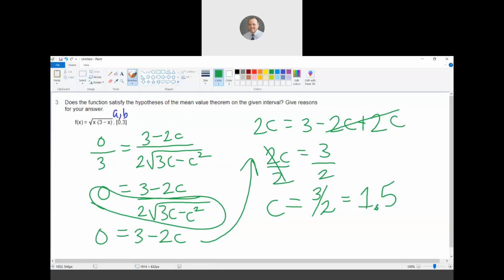1.5 is in between our closed interval 0 to 3. So we can accept 3 halves, or 1.5, as our value for c. Again, what this means is, because we found a value for c that falls in our given interval, then that means our function satisfies the mean value theorem, and it also denotes that our function is continuous over the closed interval and differentiable on the open interval.